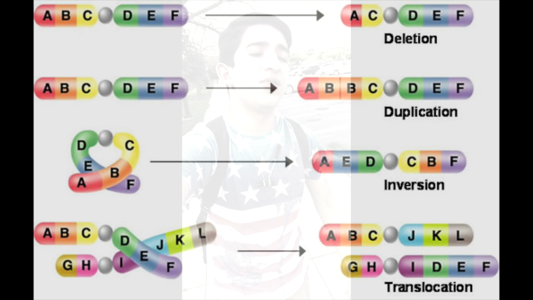Again, chromosomal mutations, as we talked about, are the ones affected by your environmental factors, such as ultraviolet radiation, which is what I'm receiving right now, but that's just what it's all about.